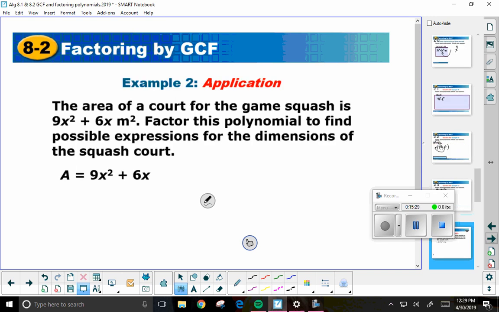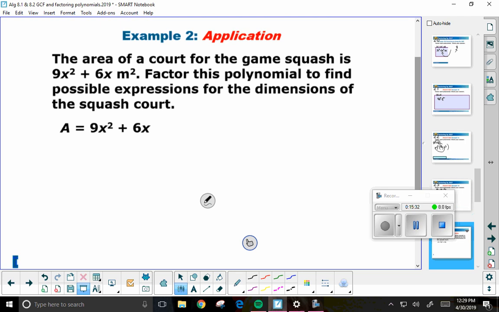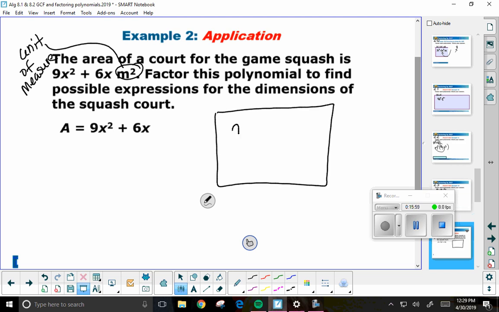Okay, and here we have a little word problem. This says the area of a court for the game squash is 9x squared plus 6x meters squared. So don't get this confused as being part of the polynomial. That's the unit of measure. So I'll just write that there so we're not confused. That's not part of the polynomial. Factor this polynomial to find the possible expressions for the dimensions of the squash court. So here's our squash court, and the area is 9x squared plus 6x.